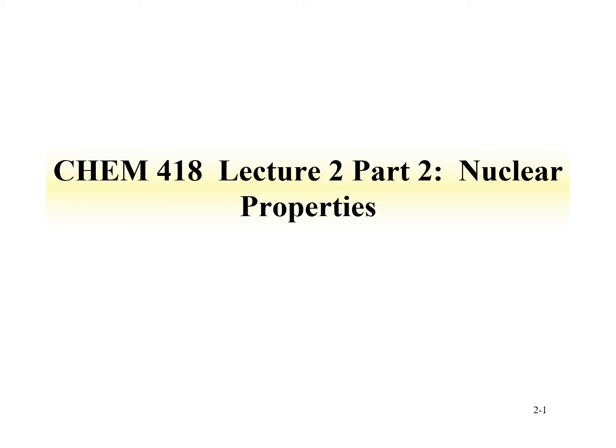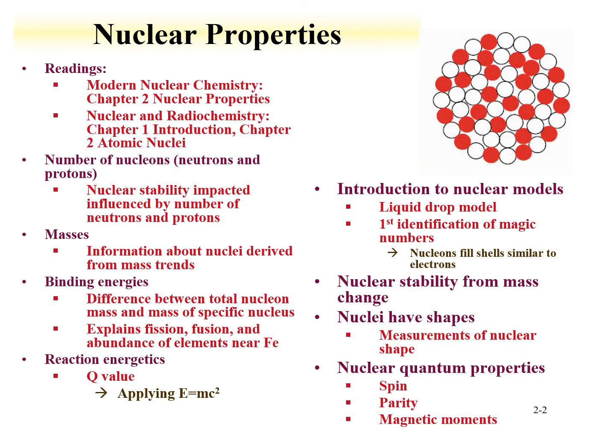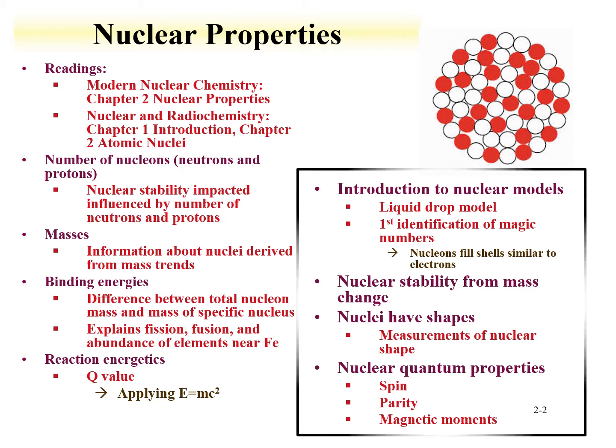Welcome to the second part of Lecture 2 for Chem 418 on nuclear properties. In the second part of the lecture on nuclear properties, we're going to introduce nuclear models, primarily the liquid drop model, and we're going to show where it works, where it doesn't work, and where it fails is actually used to derive the idea of magic numbers.